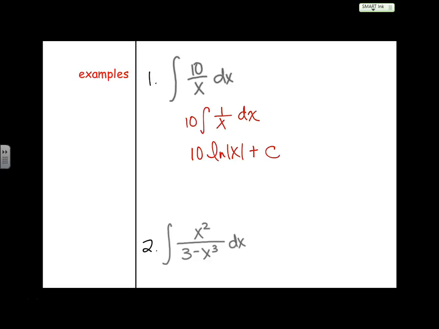Wait, AP guys love this sort of thing. Don't you guys see an ln? Isn't ln something that we have pre-cal properties for? You're still in denial. So couldn't we bring that 10 up to the 10th power of x?